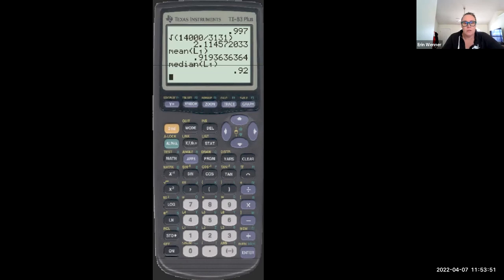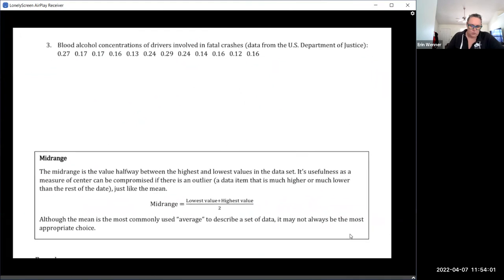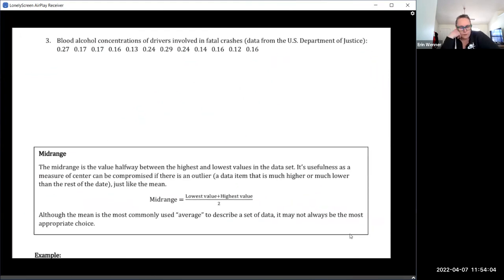So let's go to the next page. Go back to that bad boy. And so, blood alcohol concentrations of drivers involved in fatal crashes, and this data came from the U.S. Department of Justice. I want you to find the mean, the median, and the mode for this set of data.